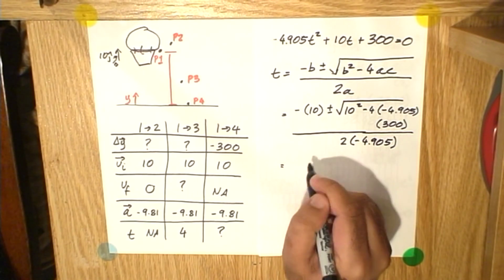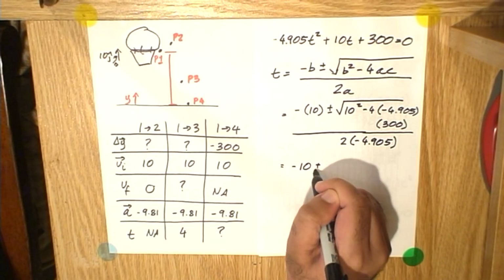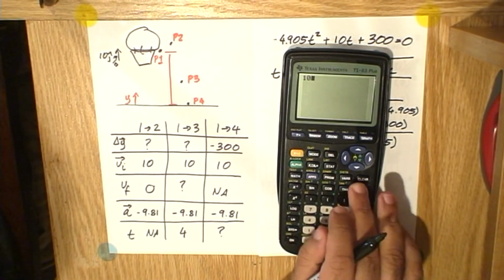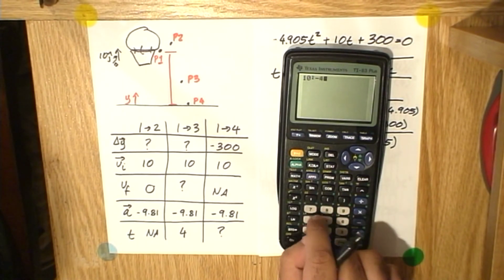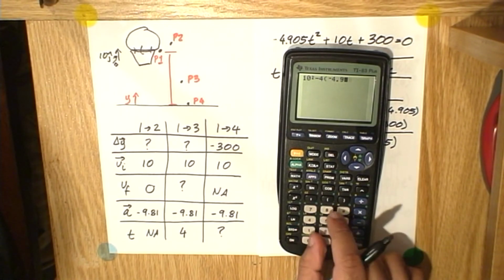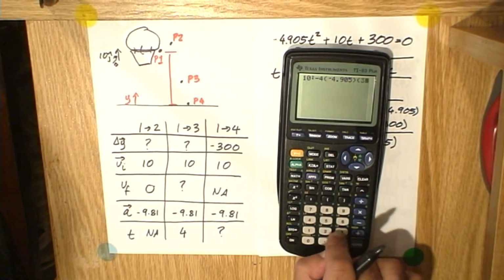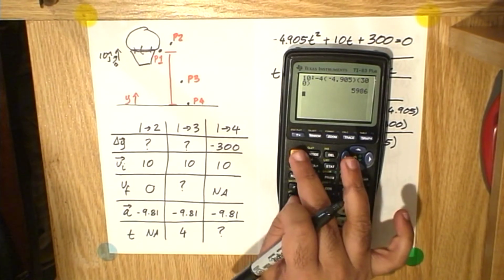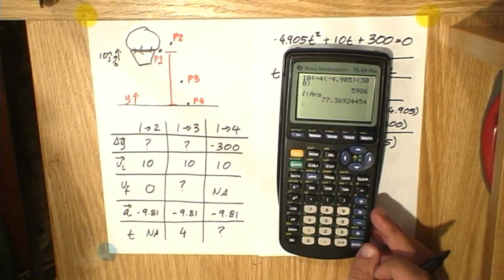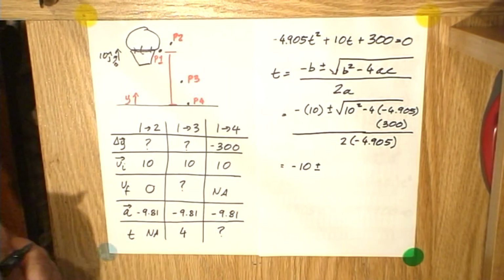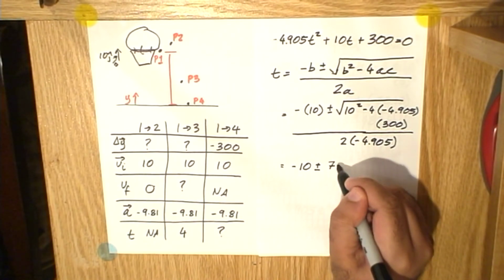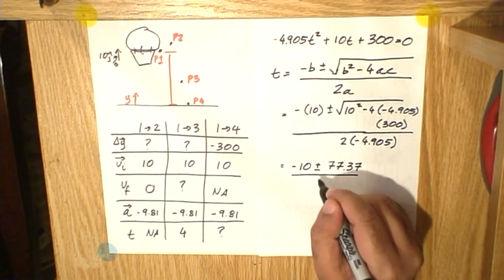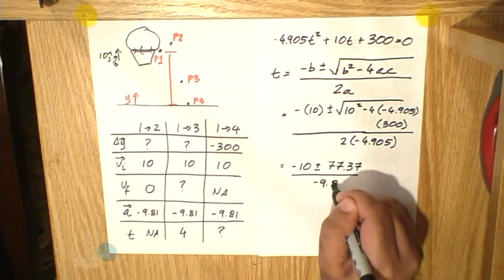So let's simplify this. Negative 10 plus or minus the square root of 10 squared minus 4 times a, negative 4.905, times c, 300, is 5986. And the square root of that is 77.37. So all divided by 2 times negative 4.905 is negative 9.81.